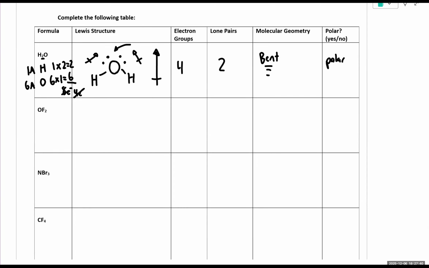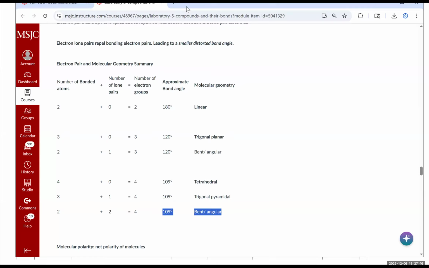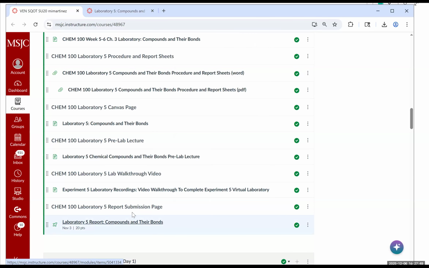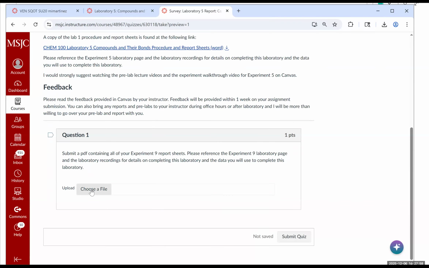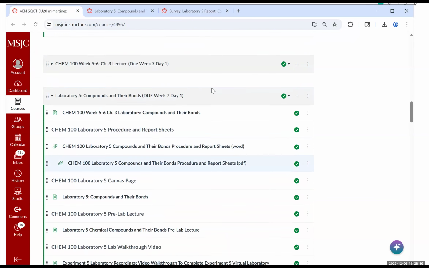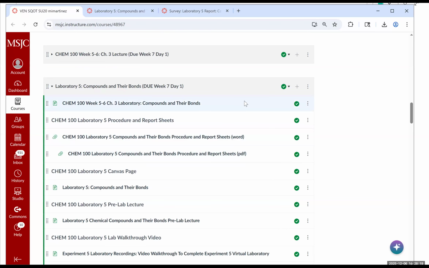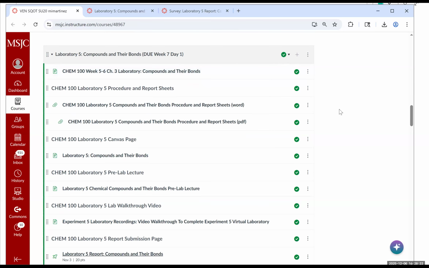So once you have filled out all of your report sheets, you'll be submitting your full report in Canvas into the Laboratory 5 report submission page. You'd open the assignment and upload either a photo, video, Word, JPEG, or PDF document into the upload link, and then you'll submit your report via Canvas. Wonderful. So that concludes the full walkthrough for Chem 100 Laboratory 5, and we'll discuss the next laboratory experiment in a future video.